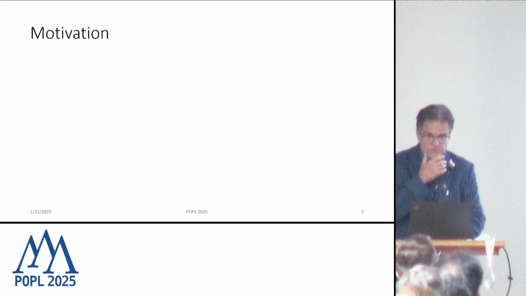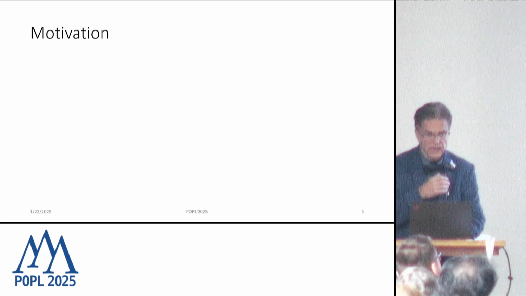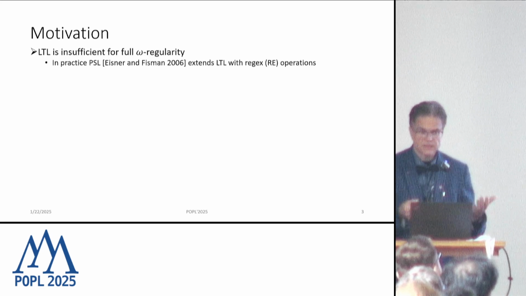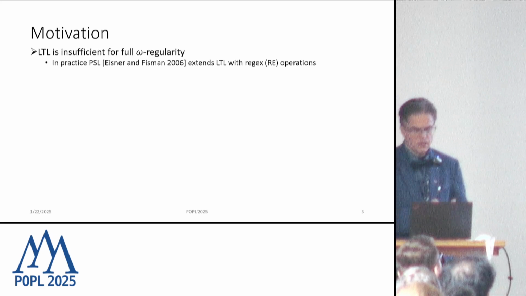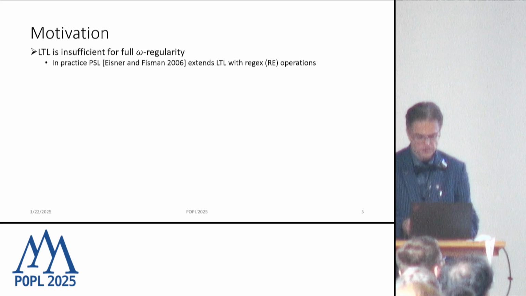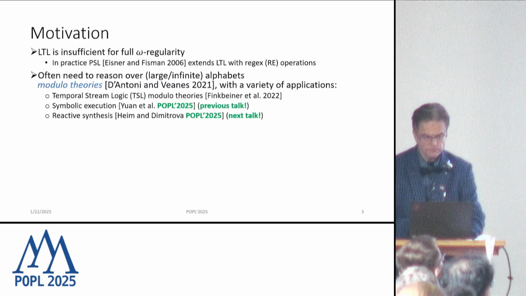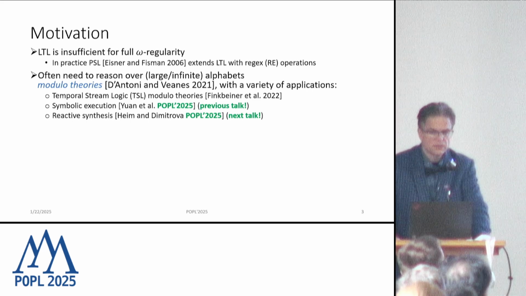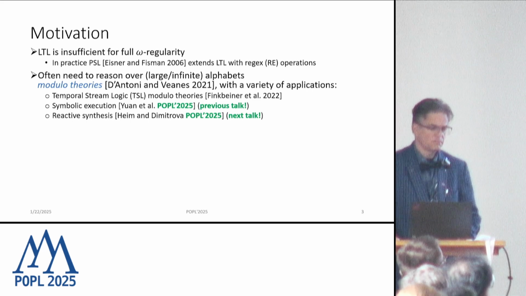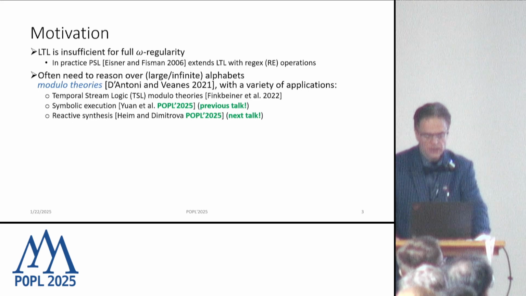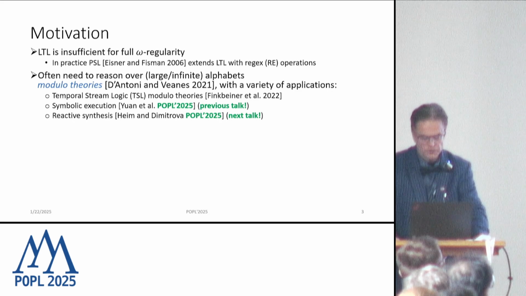So the motivation for our work here is looking at omega-regular properties and using them in a context where we realize that LTL in itself is not sufficient. In practice, you need regular expressions to describe omega-regular properties, as pointed out. Often you also need modular theories to work with a large alphabet. And this is something we studied with Loris a while back. And there is a summary paper that I point to here.